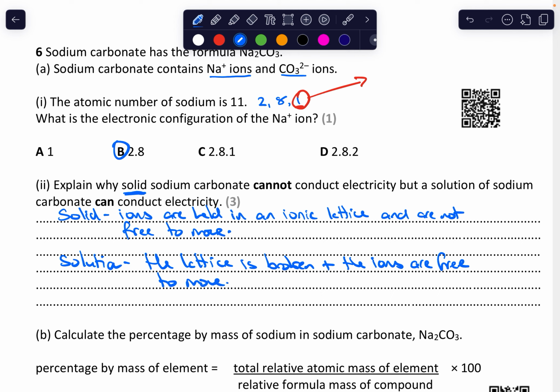So in terms of marks for this one, you're going to get 1 mark up here for saying the ions cannot move, and then here we need to say that the lattice has been broken, so the ions are free to move. Okay, there's the marks for that particular question.